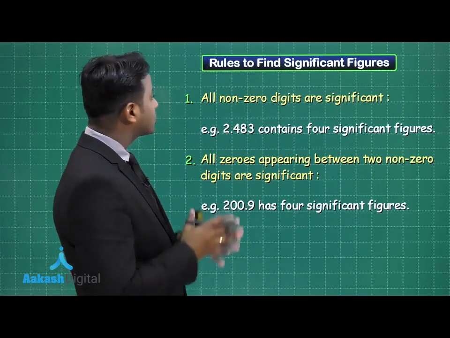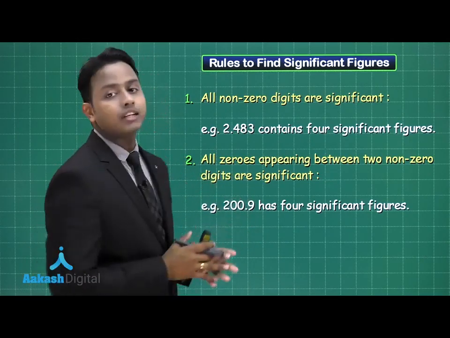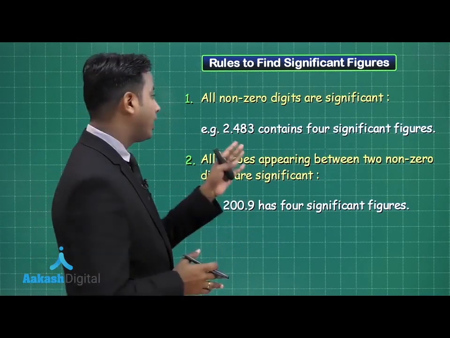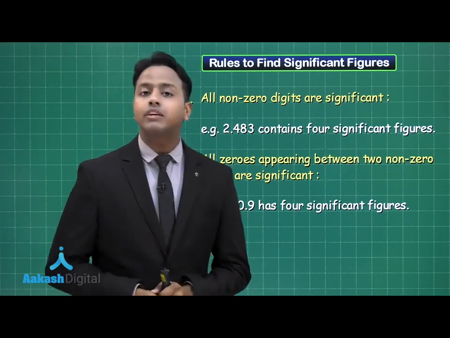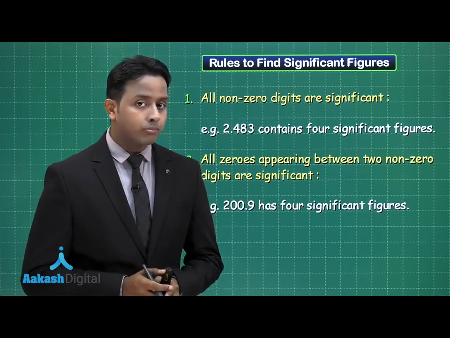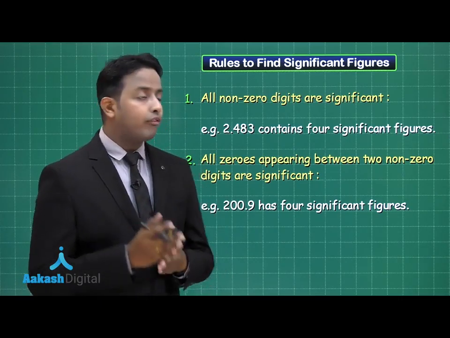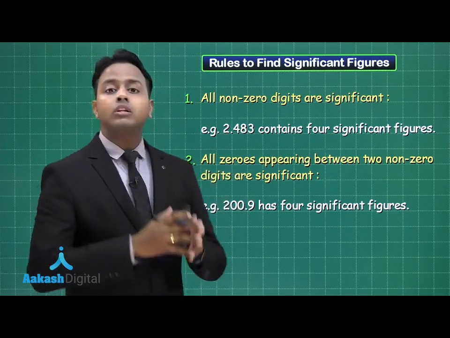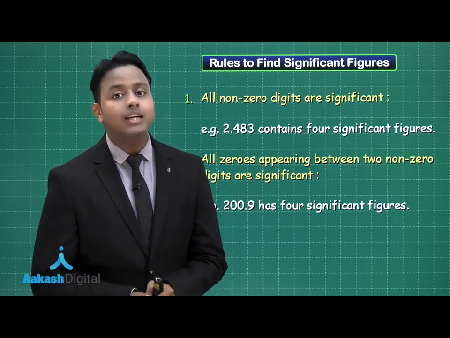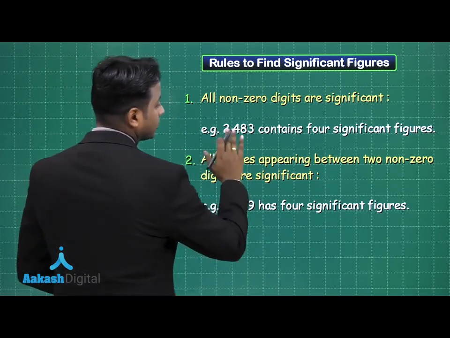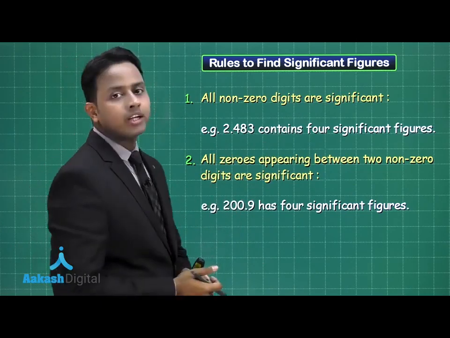Now, the first rule says all non-zero digits are significant. This is a very important rule. Example says 2.483 contains 4 significant figures. Now the most important part is, no matter whether the number has a decimal place or not, if it contains only non-zero digits, all the digits are to be considered significant. So 1, 2, 3, 4. So this number contains 4 significant figures.